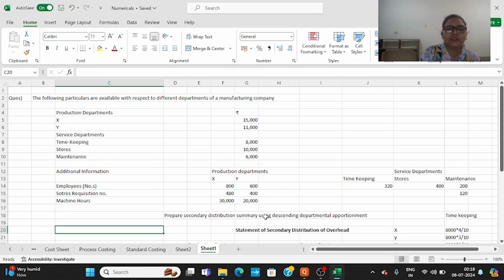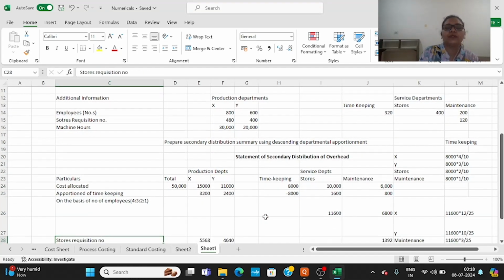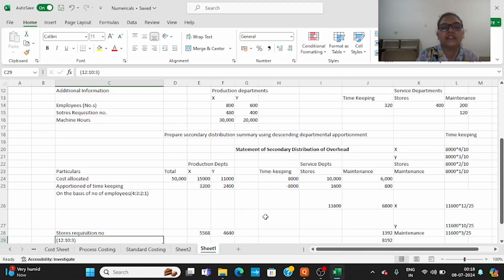Now what we are supposed to do is, first you have to understand the logic. The logic is, we have cost allocation. Total cost is 50,000. Department X 15,000, department Y 11,000, timekeeping 8,000, stores 10,000, maintenance 6,000.